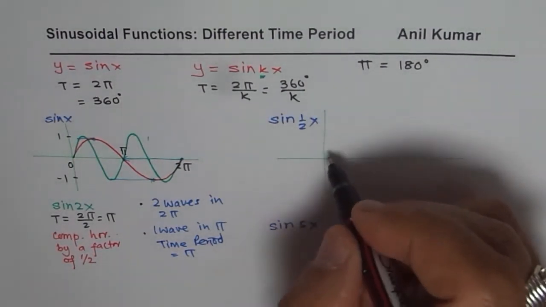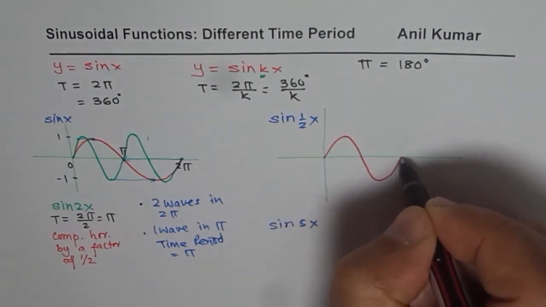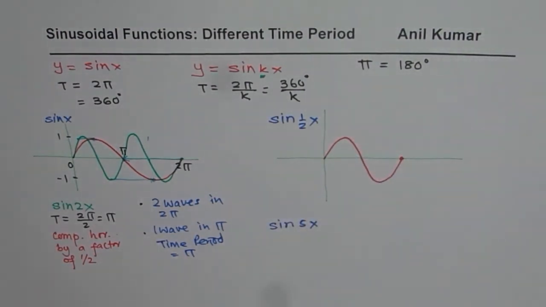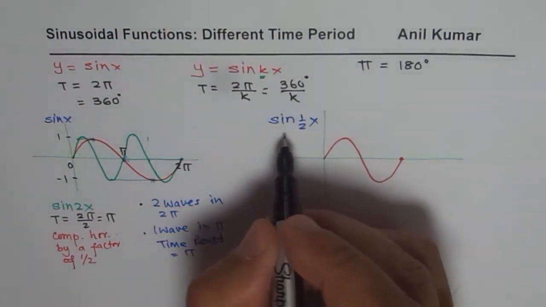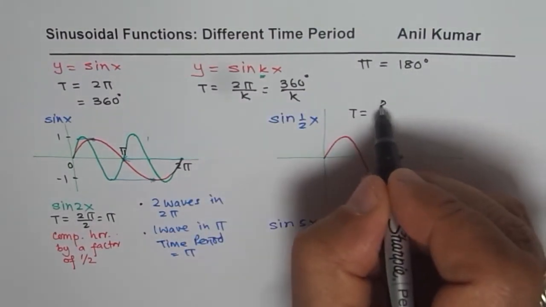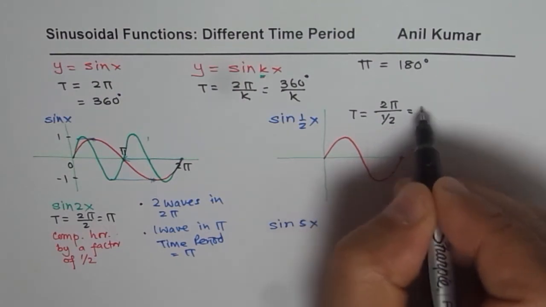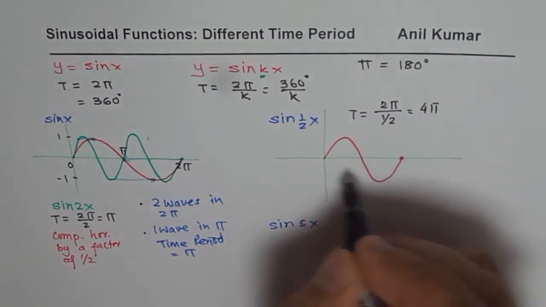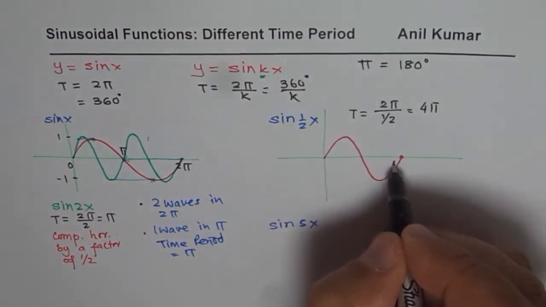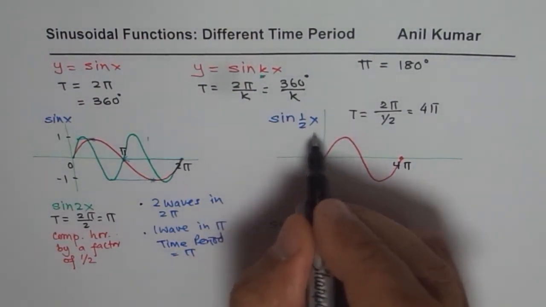So sine of half x really means that if I draw a sine wave, then its time period is going to be how much? Let us calculate. So the time period for this particular wave will be equal to 2 pi divided by half, which gives us 4 pi. Do you get it? So this wave has a time period of 4 pi. That is sine of half x.